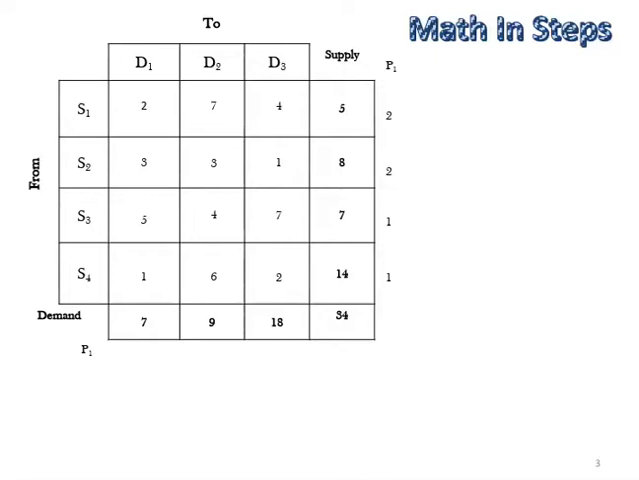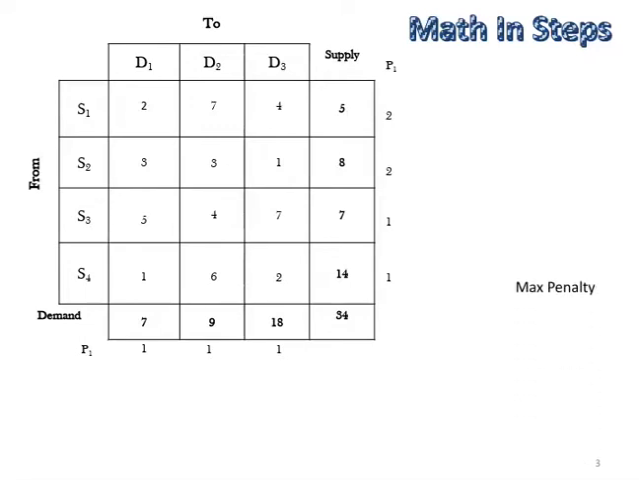For D1 column, the minimum cost is 1, the next minimum is 2, difference is 1, so the penalty is 1. For D2 column, the minimum cost is 3, the next minimum is 4, difference is 1, so the penalty is 1. For the third column D3, the minimum is 1, the next minimum is 2, difference is 1, so the penalty is 1. So for first stage penalties, we have found the penalties for the rows as well as for the columns. Now how do we make the allotments in this method?